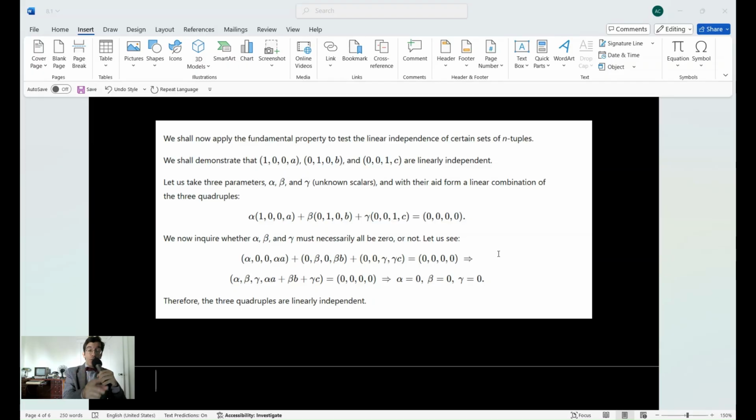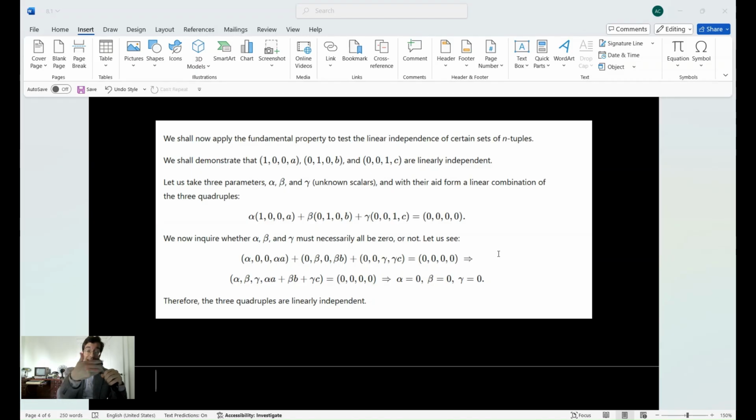We will introduce in the proof unknown scalars. We could use the Greek letters alpha, beta, and gamma, and form their linear combination here. So the question before you is really simple: must alpha, beta, and gamma all vanish in order for this equation to hold? Or could some non-zero, perhaps a sly non-zero intruder, escape our logical net?